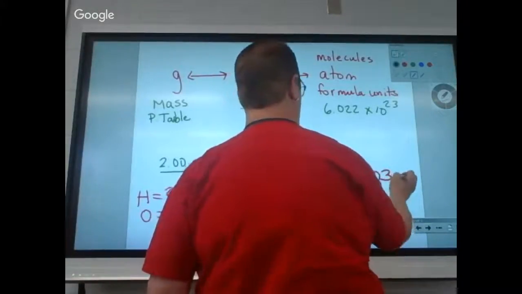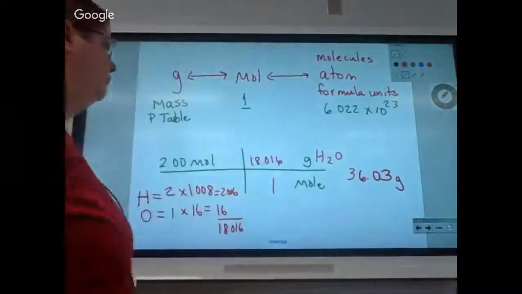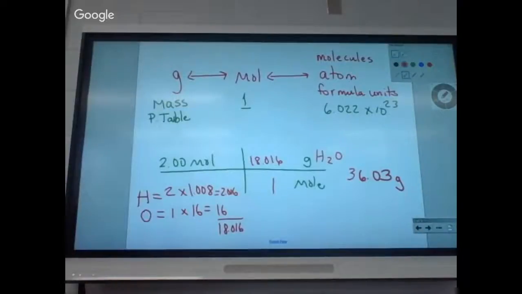Okay. Must have changed to the thicker one. I like that one. All right.